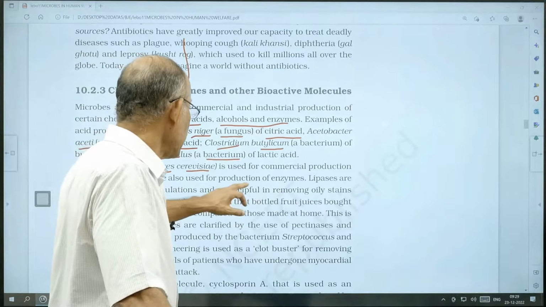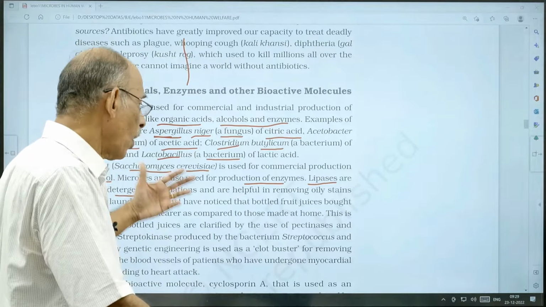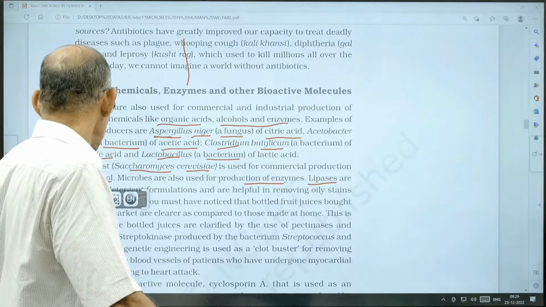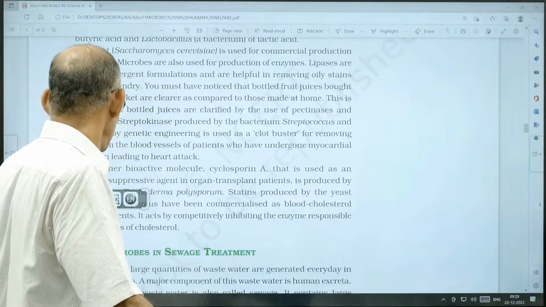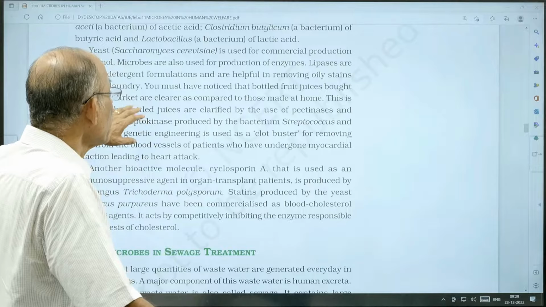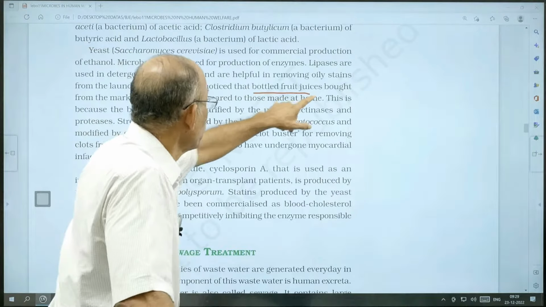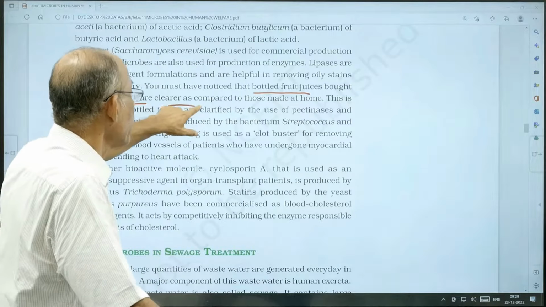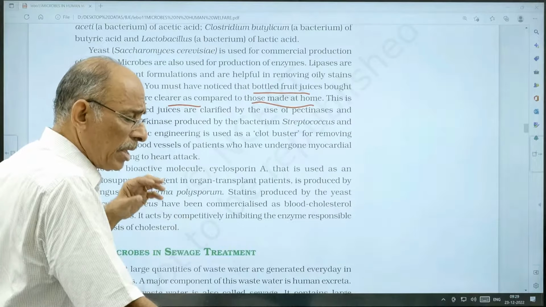And many enzymes can be used, for example, lipases can be used in detergents to remove oils from our clothes, especially for people working in oil-based industries, workshops, etc. Another is fruit juices. We may have noticed that bottled fruit juices from the market are clearer than those made at home. At home, we do not use any such enzymes, etc.